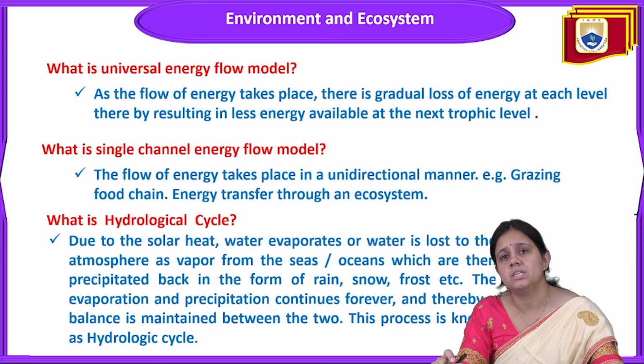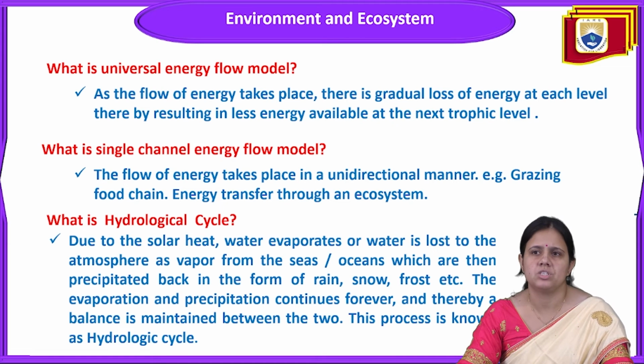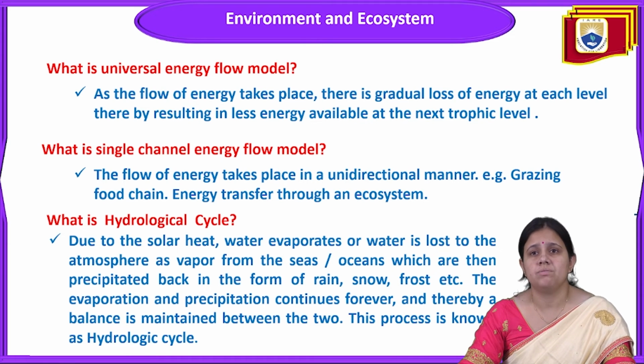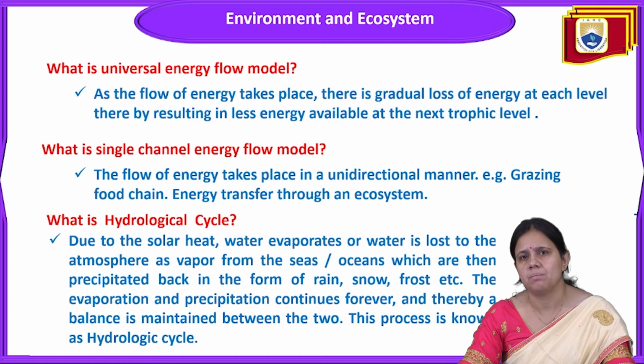Now comes the question: what is the universal energy flow model? When we see the flow of energy, there is a gradual loss of energy at each level, resulting in less energy at the next trophic level. So when we talk about the universal energy flow model, there is some gradual loss of energy from one trophic level to another. At each trophic level there is some loss of energy, and that results in less energy available to the next trophic level. So this is called the universal energy flow model.